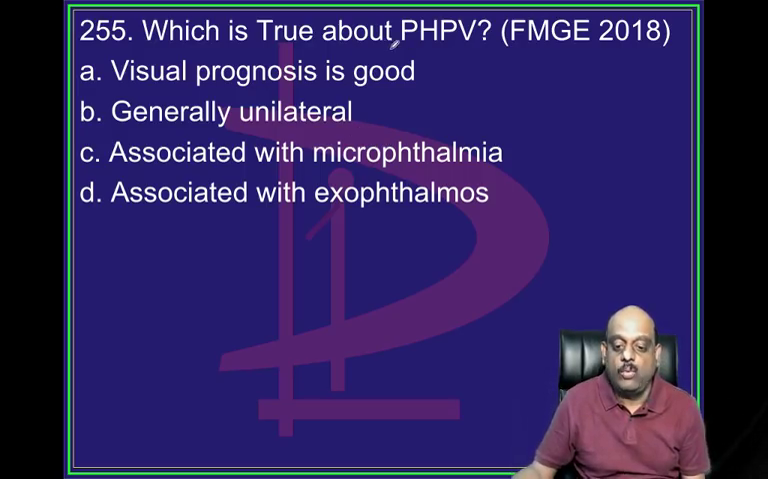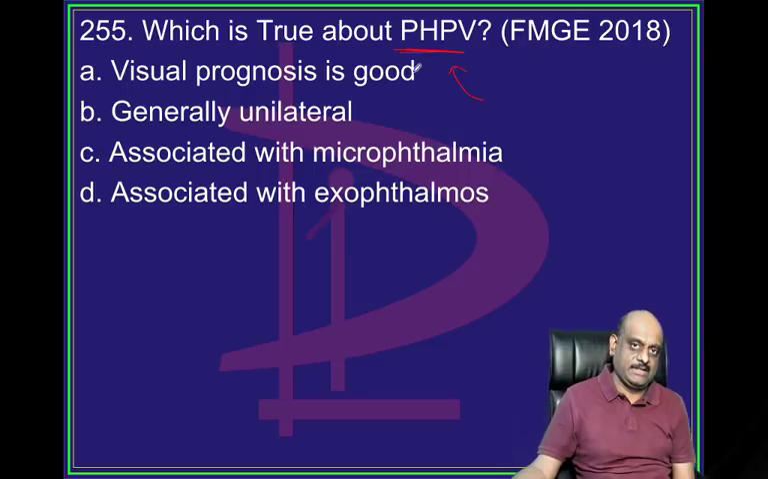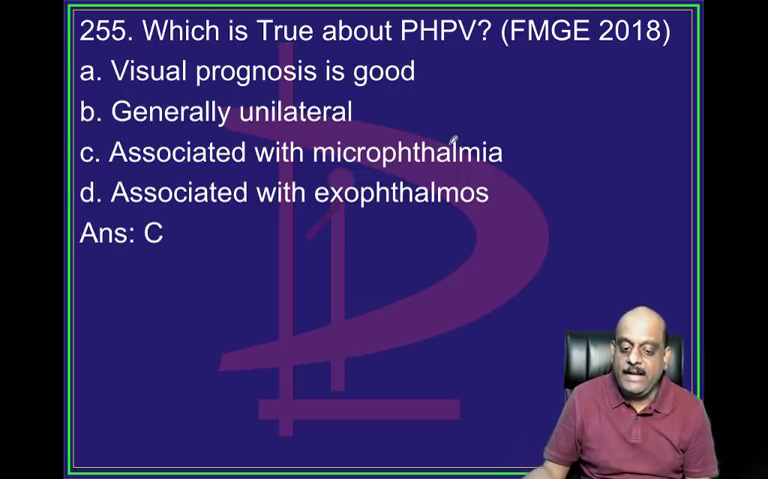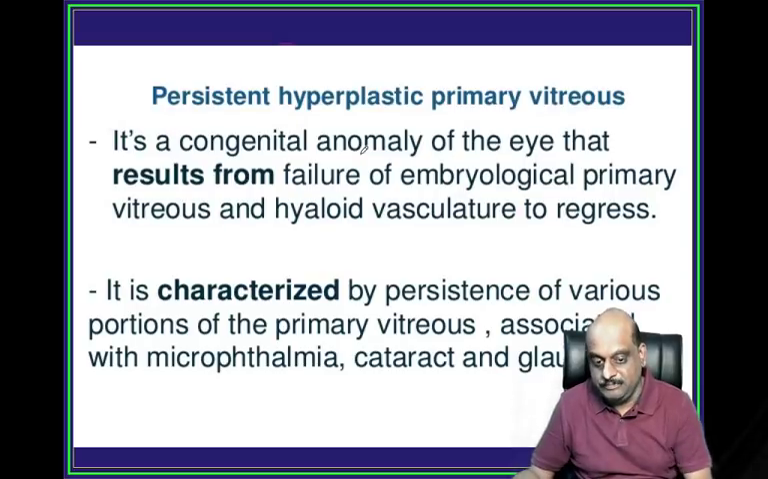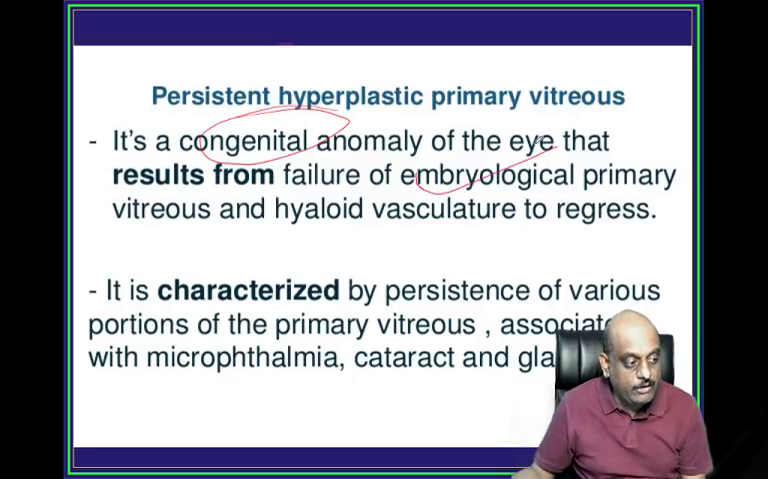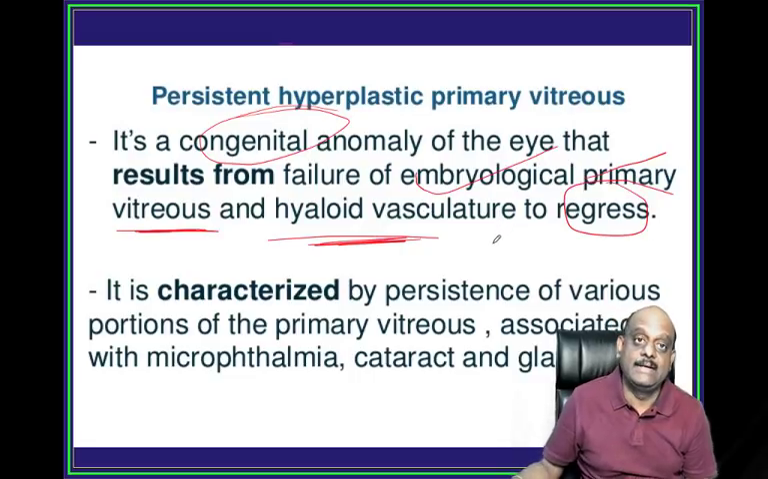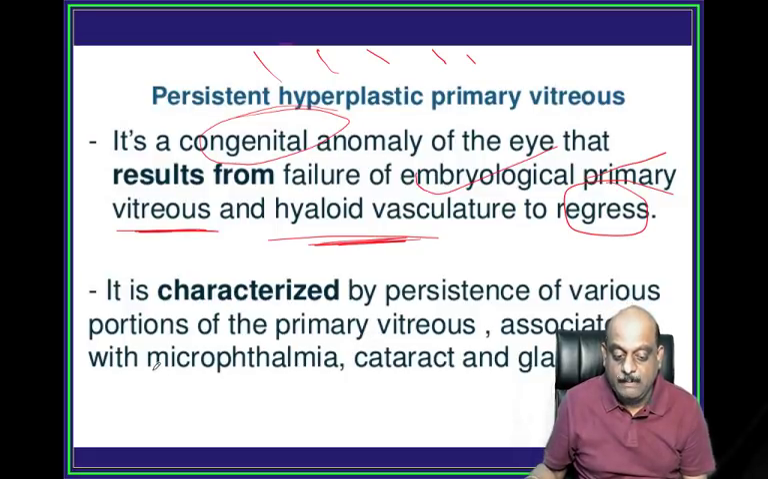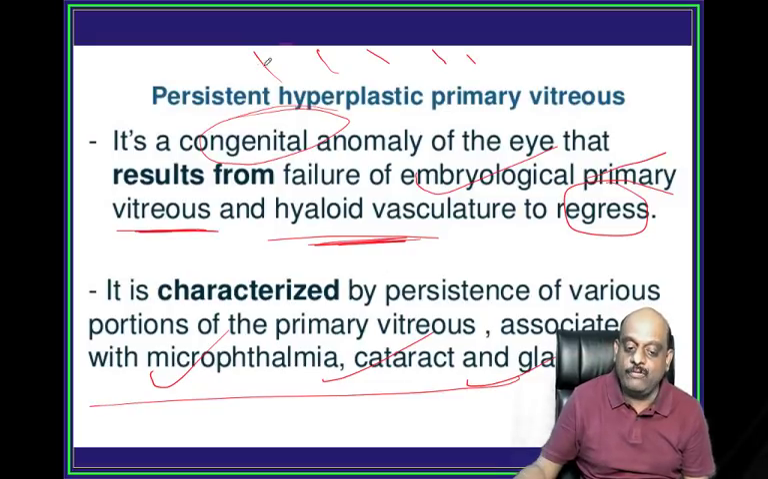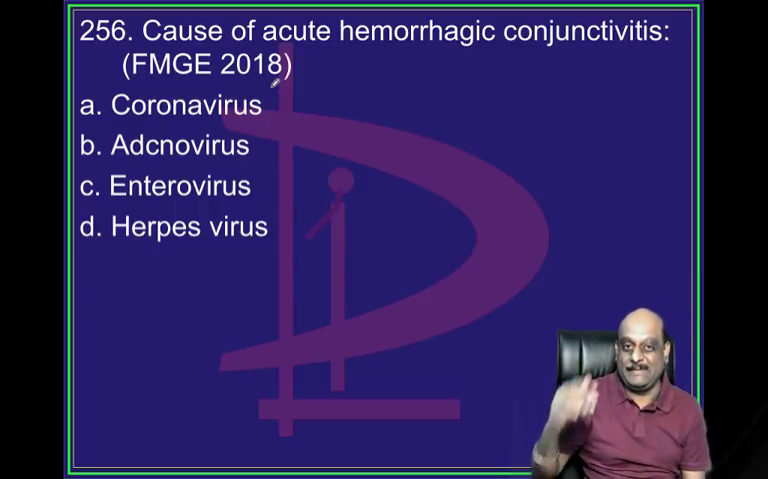Now doctor, what is true about persistent hyperplastic primary vitreous? Typically it is associated with microphthalmia, a congenital anomaly due to failure of the embryological primary vitreous and hyaloid vasculature to regress. You get PHPV. How does it present? Microphthalmia, cataract, glaucoma. That is the presentation of persistent hyperplastic primary vitreous that you need to remember.